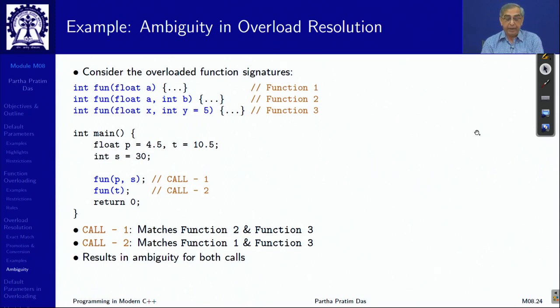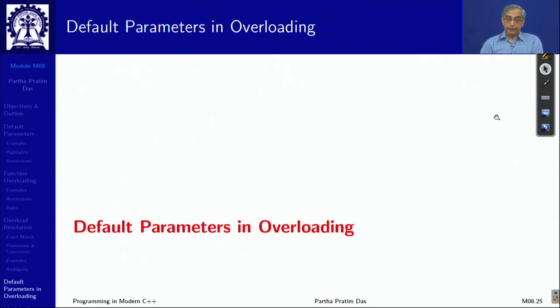Now, there could be ambiguity also. For example, here as you can see there are 3 candidate functions, and I am calling it with 2 parameters in call 1. So, there are 2 viable functions and there is no way to resolve them because they have the same types. Similarly, if I call it in call 2 with 1 parameter, there also there are 2 viable functions, function 1 and function 3. So, I cannot resolve them. In such cases the compiler will say that I am confused and I cannot resolve this.